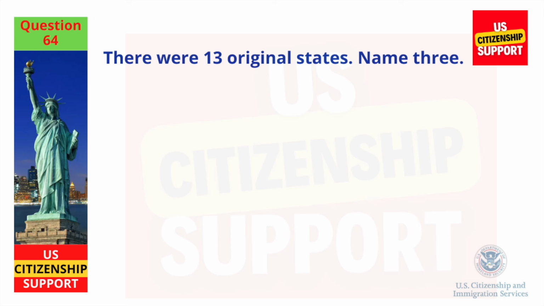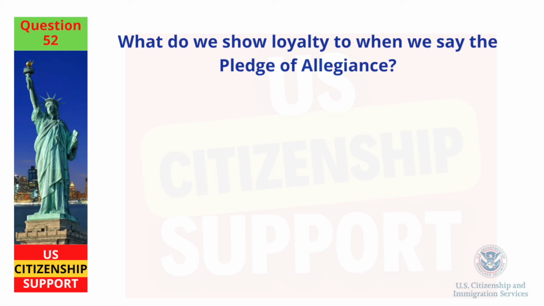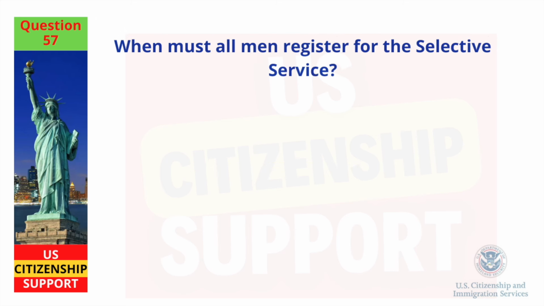There were 13 original states. Name three. New York, New Jersey, and Pennsylvania. What do we show loyalty to when we say the Pledge of Allegiance? The United States. When must all men register for the Selective Service? At age 18.